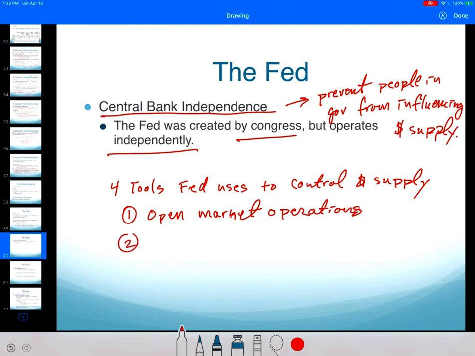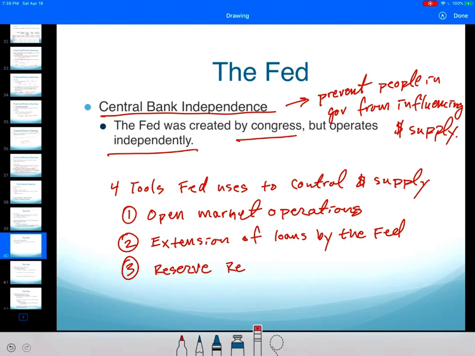The second tool is extensions of loans by the Fed. Now, this is basically the Fed acting as a lender of last resort. So when the Fed intervenes and is there to help out banks, it does this by making loans to them. Okay? The third tool is actually one we've already talked about, and that is reserve requirements.